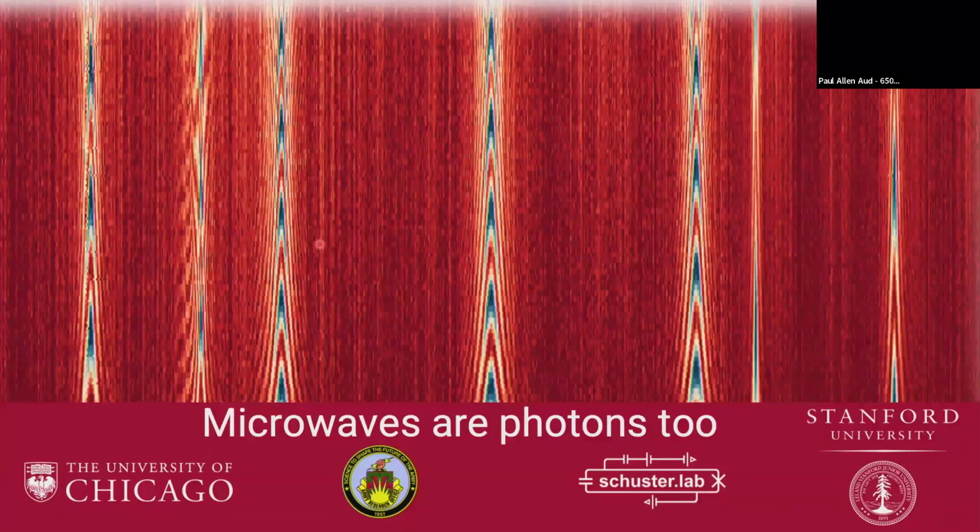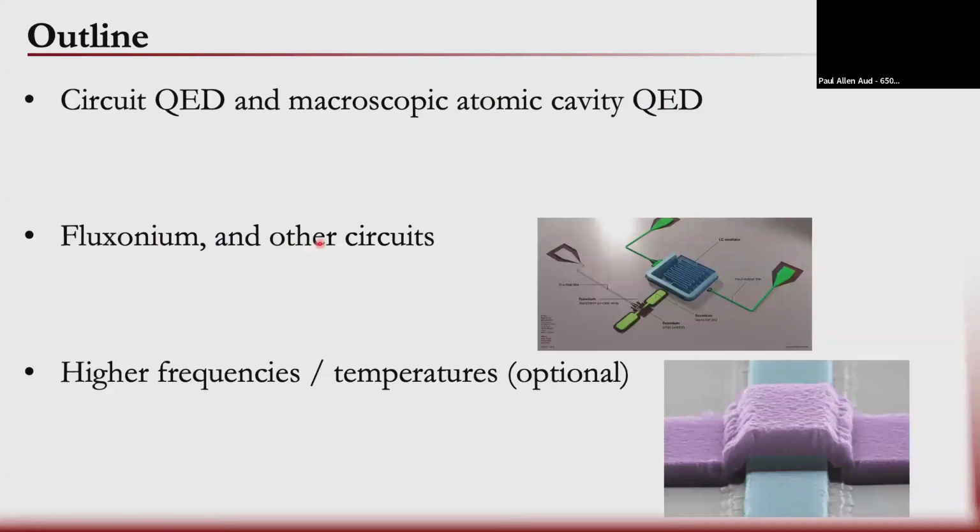So basically, I'm just going to talk about a bunch of different random things about microwave photons and circuit QED. I'll go a little bit through circuit QED things and maybe pose some questions there, and then I'll talk a little bit about the fluxonium circuit, and then maybe generalizations of that. And maybe we could mention some of these higher frequency things, but more as, again, motivation for things to talk about.